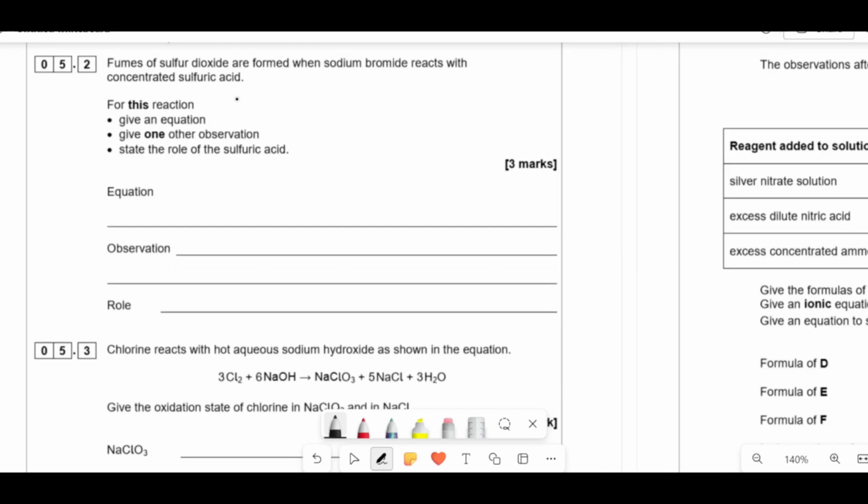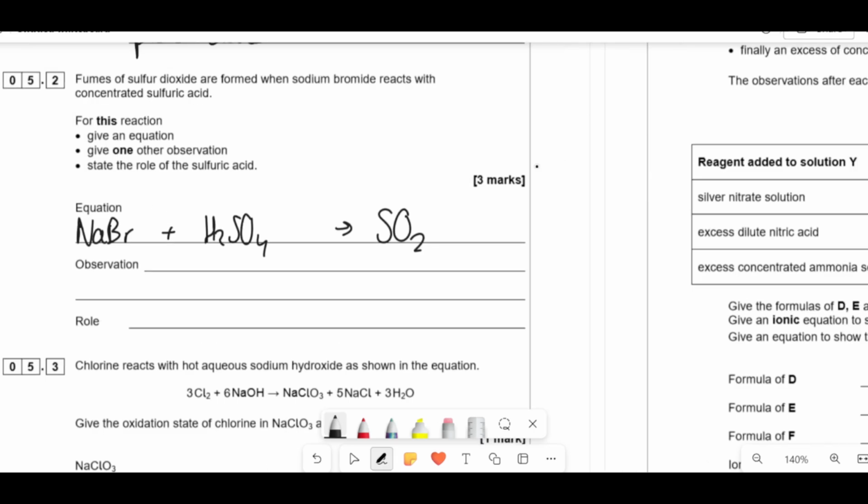Now it says fumes of sulfur dioxide are formed when sodium bromide reacts with concentrated sulfuric acid. For this reaction, give an equation, state one other observation, and then state the role of the sulfuric acid. So in this case, they've told you what you're reacting. So always write what you know objectively is happening here. So we've been told that we're reacting sodium bromide. We know that we're going to be reacting it with sulfuric acid. And they've told you that you're making fumes of SO2. The rest of this then forms, well, we're going to make something else happen as well at the same time.